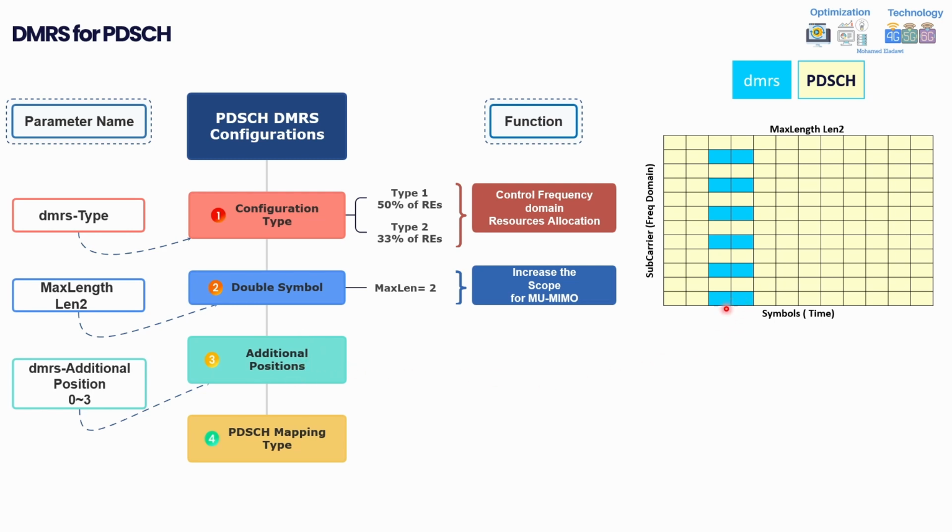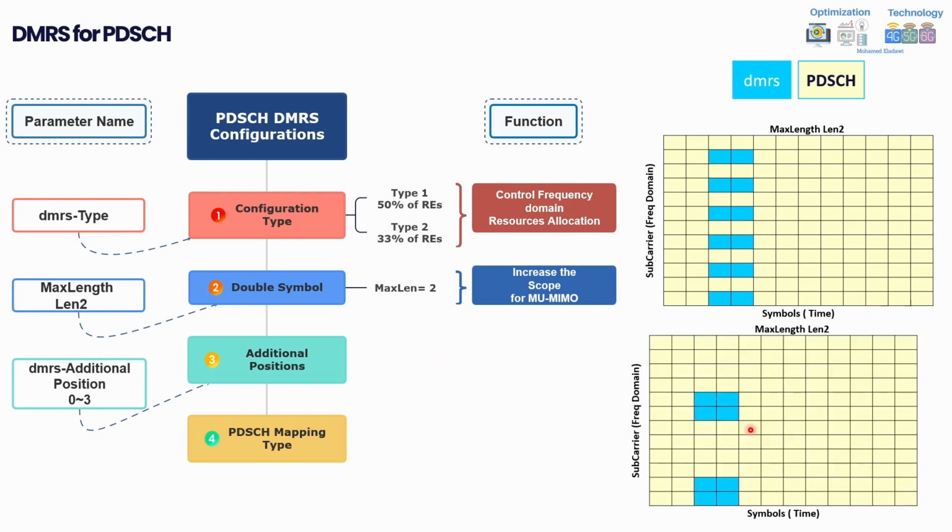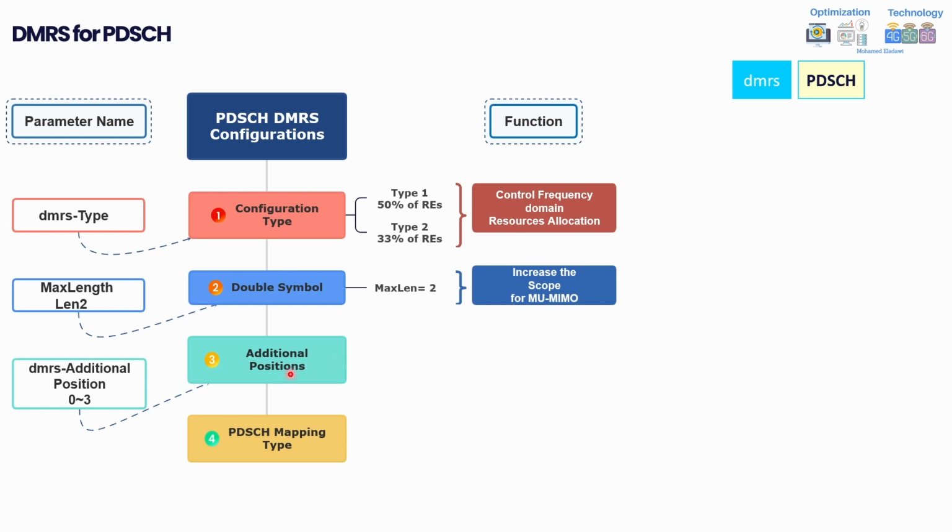Moving forward to the additional positions, actually, this is like an additional symbol, okay? A double symbol instead of a single symbol. Additional positions means, if you have one position at this particular symbol, you can have different instances of symbols. What does this mean? Okay, first of all, this is just another example. Whenever you are talking about configuration type 2, this is also double symbol.